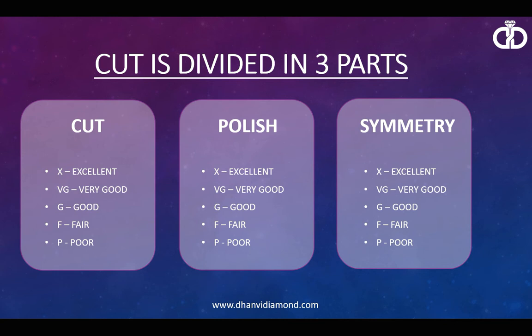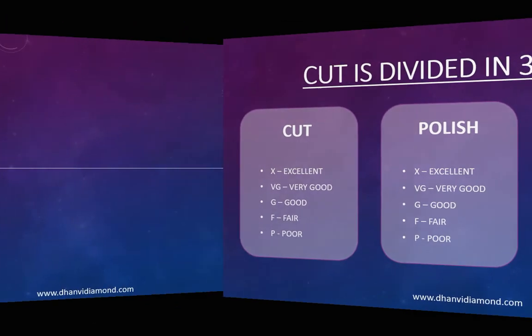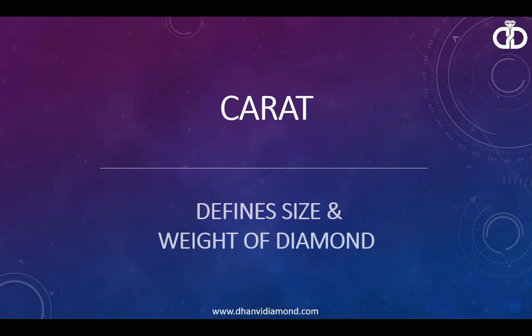These 5 grades are common for cut, polish and symmetry, but obviously they are graded on different terms. Symmetry is basically the symmetry between the different facets of the diamond, and how the polishing is done on the surface of the diamond defines the polish, and all the cut proportions, the height, the culet, the girdle and every aspect in the cutting defines the cut of the diamond. So this was the basic introduction of the cut. I hope you have understood. If you want to go into more depth, please look at my cut video on YouTube.